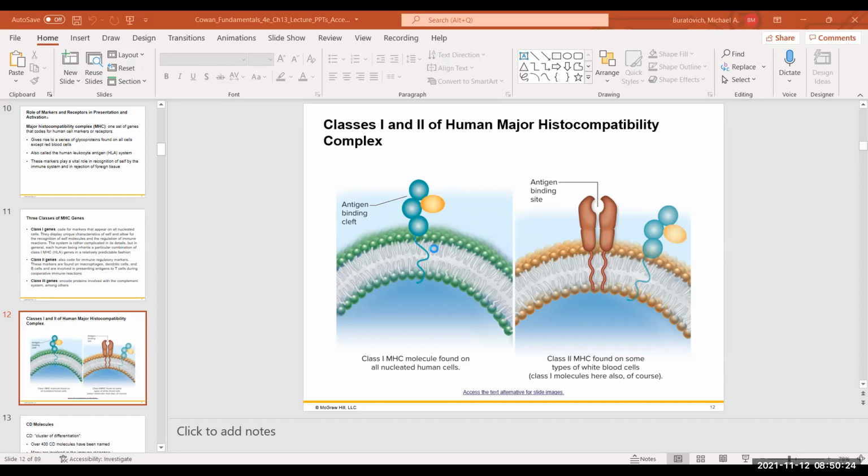They require antigen to be presented with an MHC molecule, B cells or T cells.